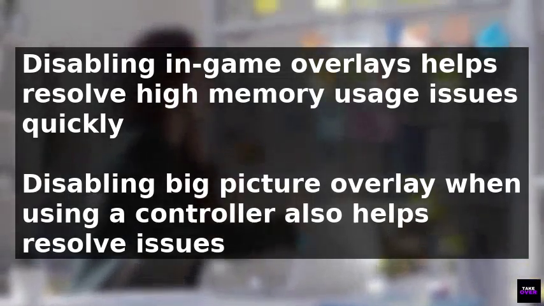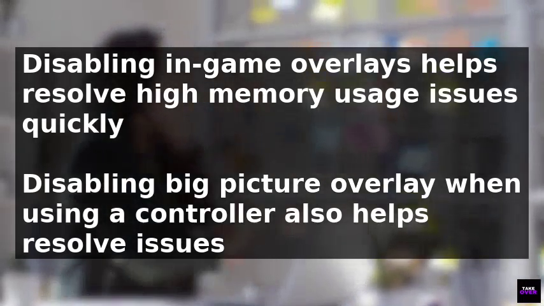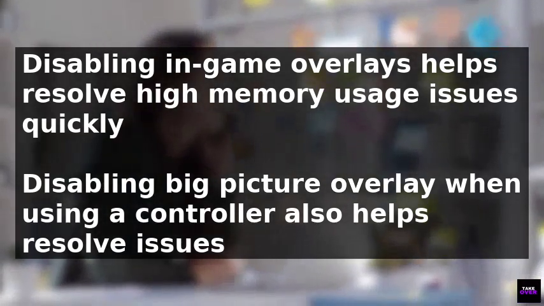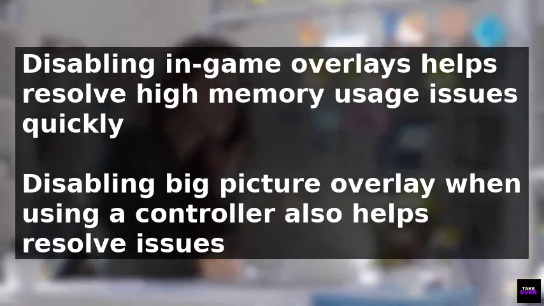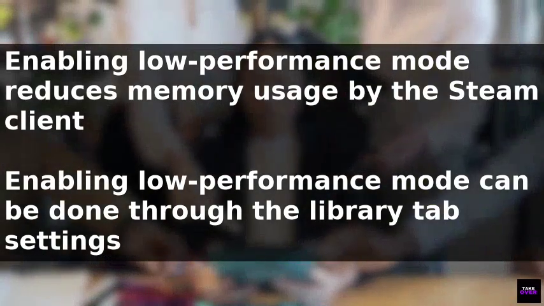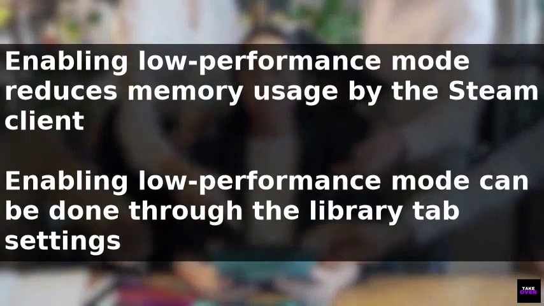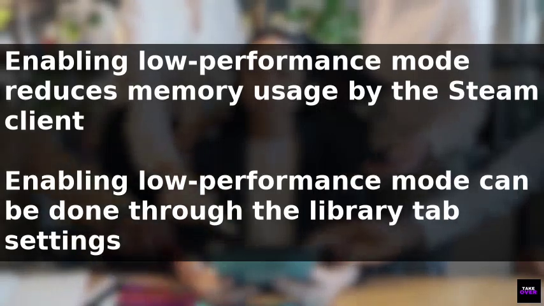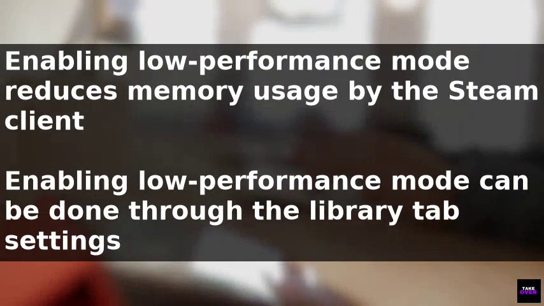Open the Steam client, locate the Settings menu, and click on the In-game option. Then, toggle off the Enable Steam Overlay while in-game option, and also disable the Use the Big Picture Overlay when using a controller option. Next, enable Low Performance Mode by opening the Steam Settings menu, selecting the Library tab, and toggling on the Low Performance Mode option.